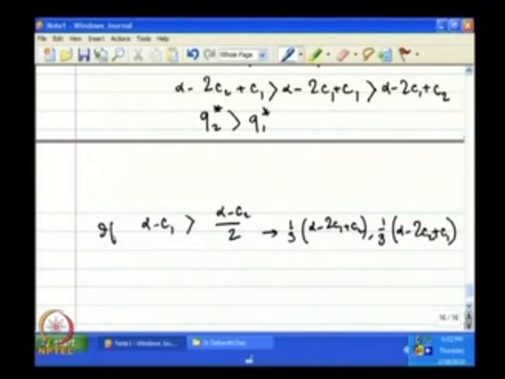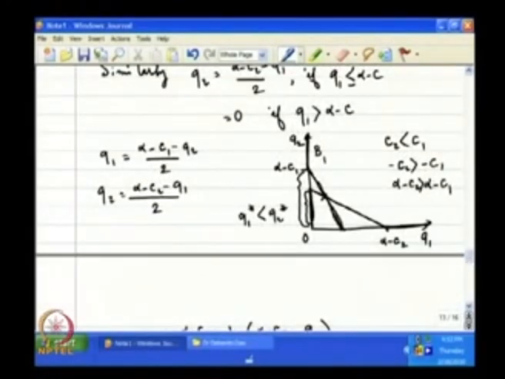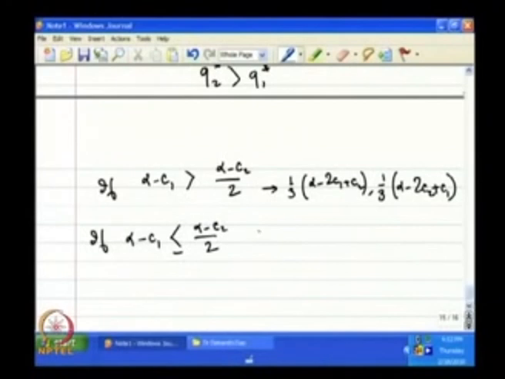If alpha minus C1 is less than or equal to alpha minus C2 divided by 2, then what is the equilibrium? Then we are going to have a corner solution here, so it is going to look like this. These are the points of equilibrium on the vertical axis. Then the Nash equilibrium we have is 0 for firm 1, and only firm 2 will produce.